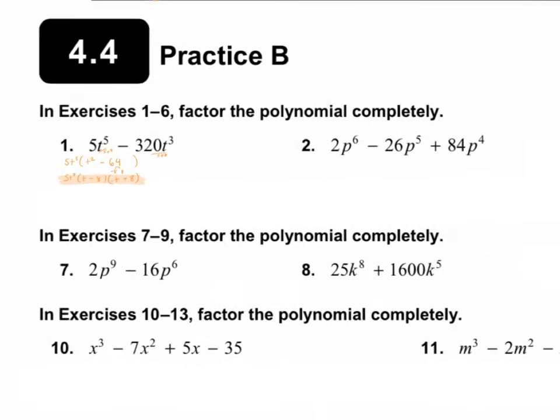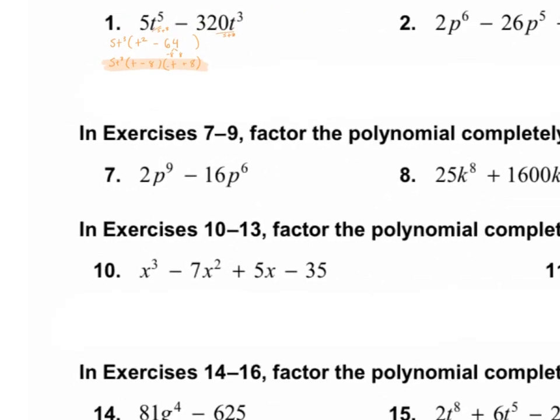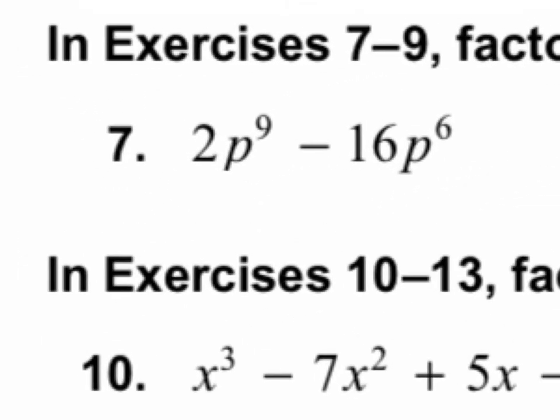Alright, let's look at number 7. So again, factor completely. What's the first thing we ask ourselves? What can we take out? 2p^6. So then what are we left with? p cubed minus 8. And since this is a cube, we do the a minus b times a squared plus ab plus b squared. Awesome. This is a perfect cube. So what's our a and what's our b?